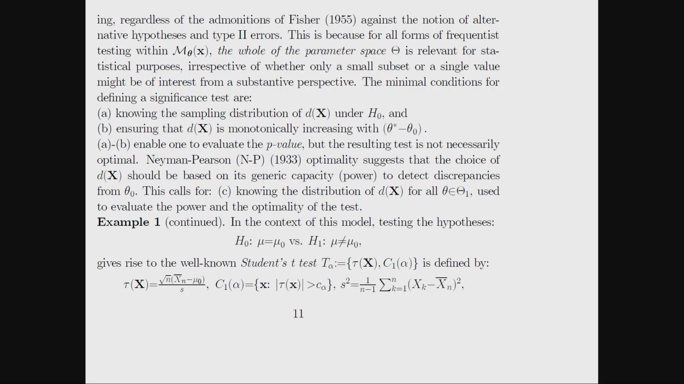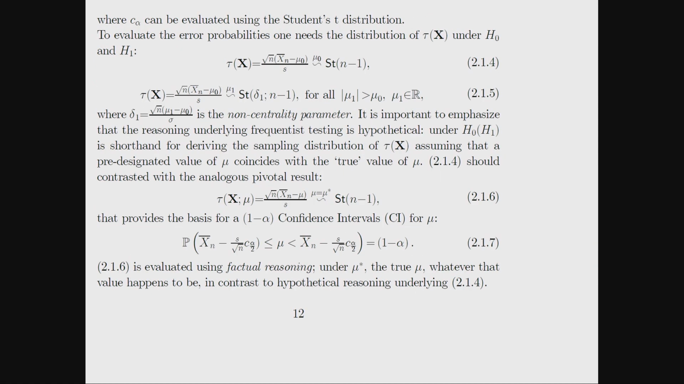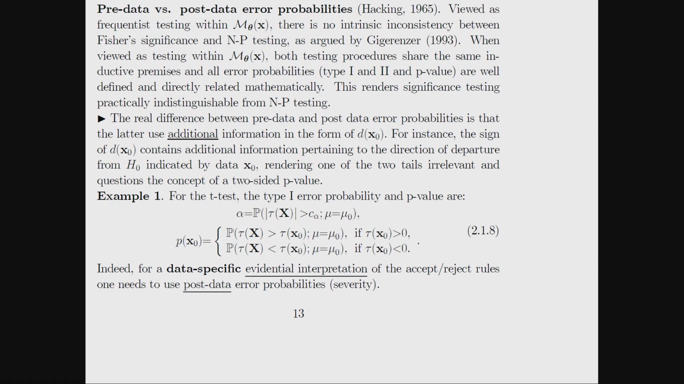So I'm going to leave these details out because I'm going to run out of time very soon, and simply focus on this pre-data, post-data. The real difference between the two is not incompatible hybrids or anything else, it is that the p-value is a post-data error probability.